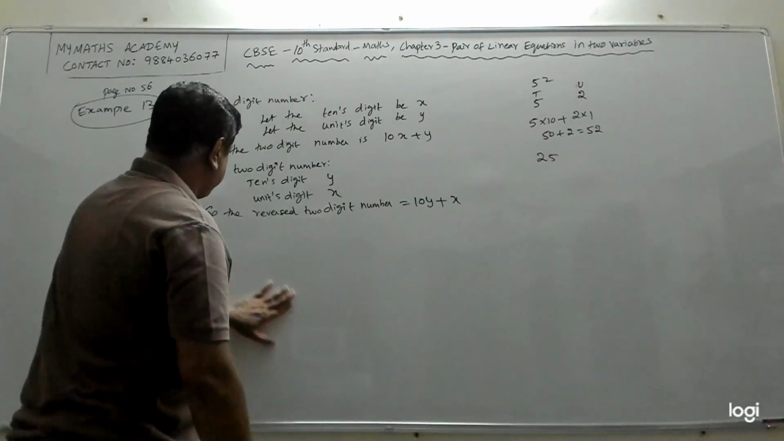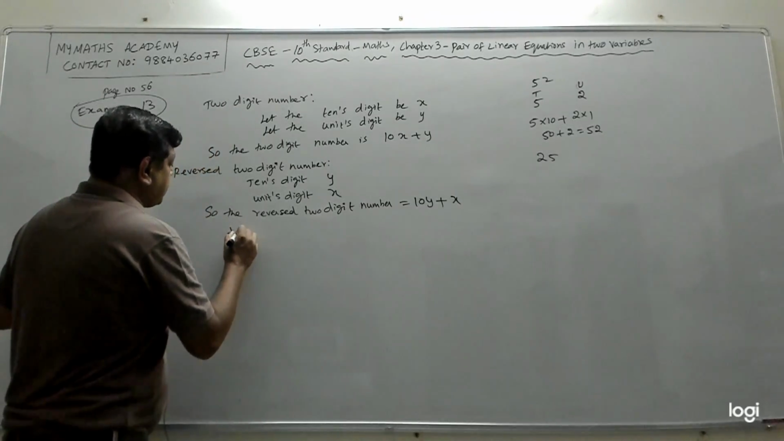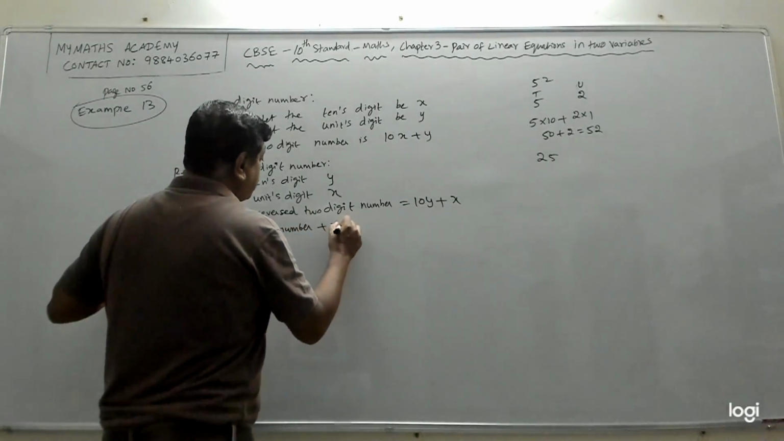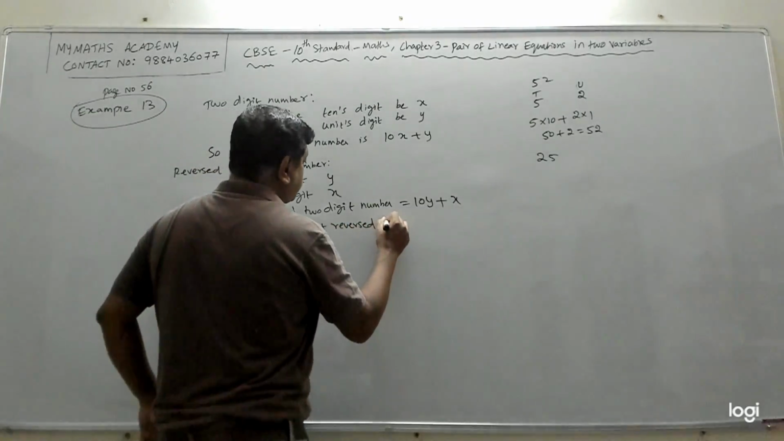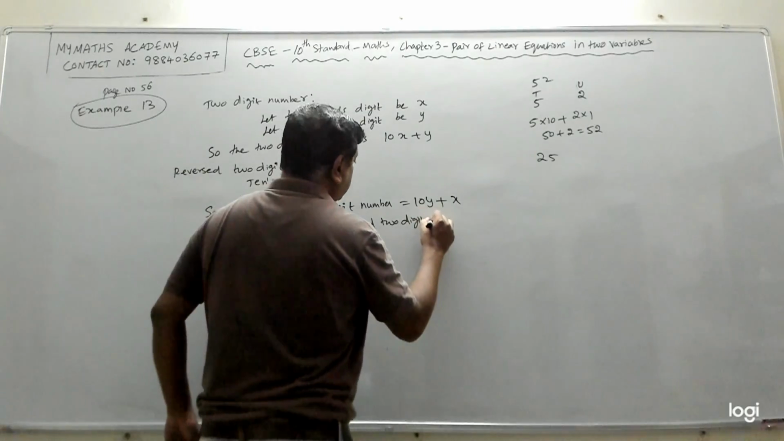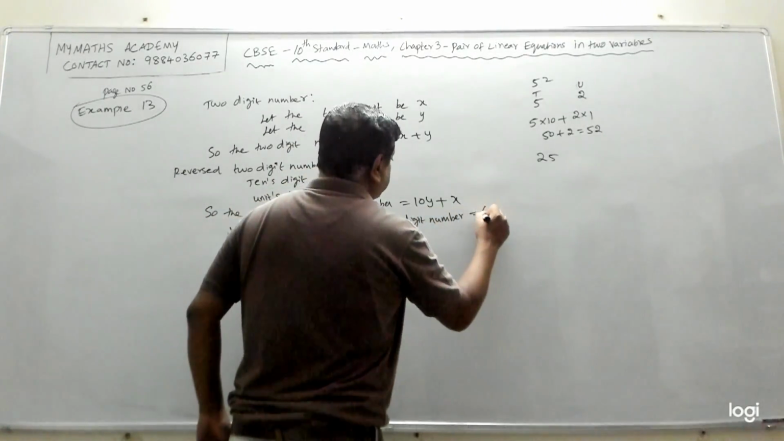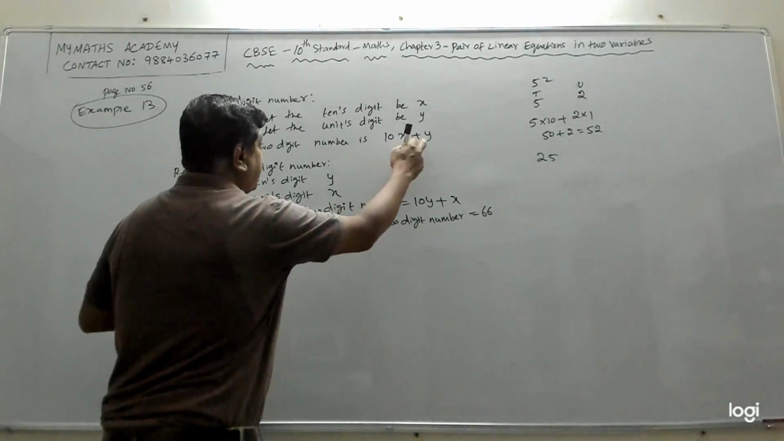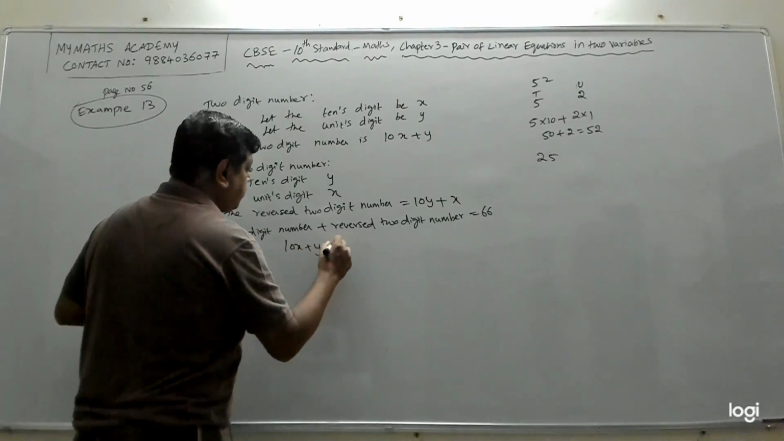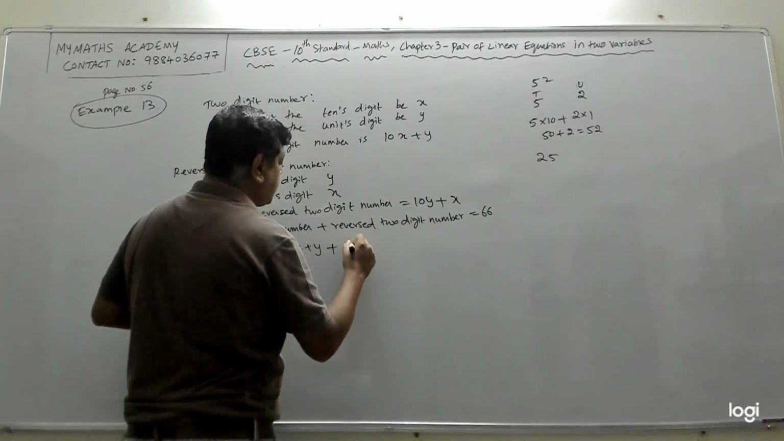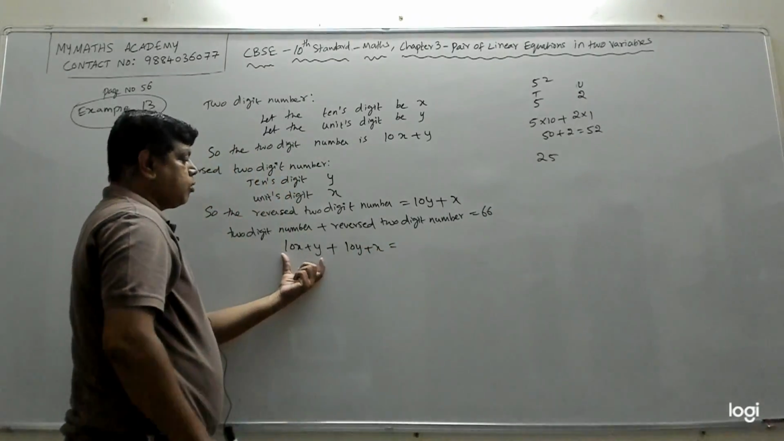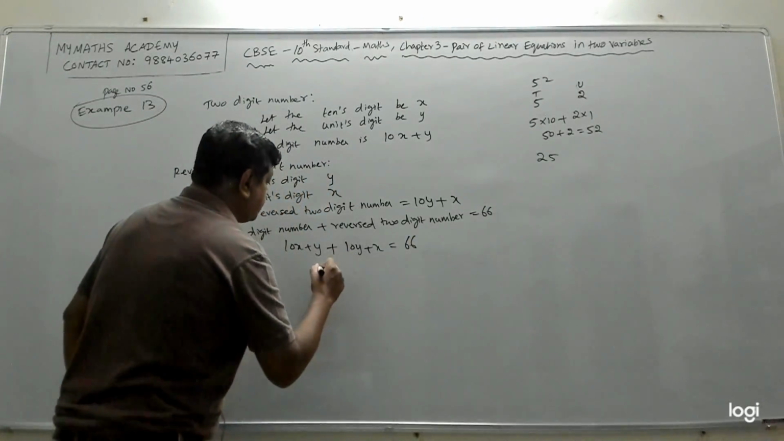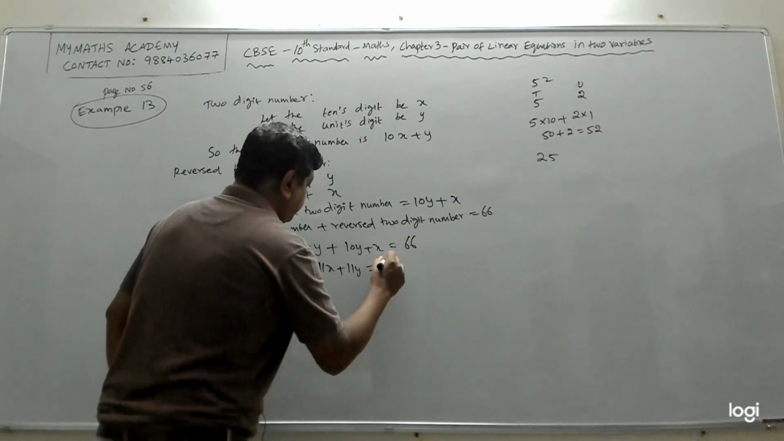Right? So what they have given is the two-digit number plus the reversed two-digit number equal to 66. Then what is the two-digit number? It is 10x plus y, and the reversed two-digit number is 10y plus x. So this is your original two-digit number, and this is your reverse number. If I add both, they are saying we get 66, which means 11x plus 11y equals 66.